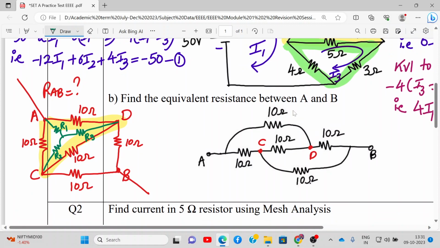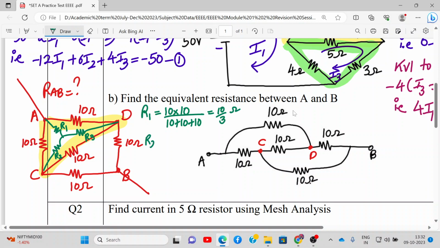So what is the formula? What will be R1? R1 will be R2 into R3, that will be the other resistance, right? Here it is. This opposite of R1 is 10 ohms, right? And what are the adjacent resistances to R1? 10 and 10, right? So it will be 10 into 10 divided by total resistance 10 plus 10 plus 10. So this will be 100 upon 30. That will be 10 by 3 ohms.